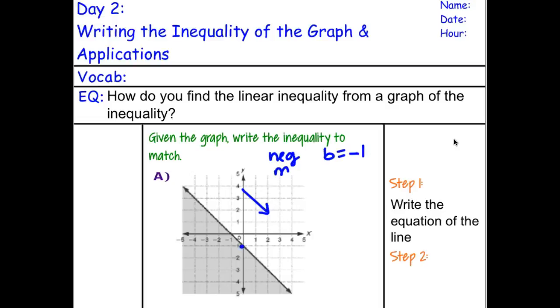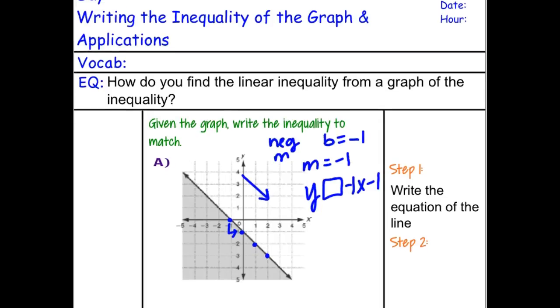And I also see that it crosses here, and here, and here consistently. So I can see that that's down 1, right 1. So therefore my m is going to be -1. So I know that it's going to be y something -1x minus 1. So my next step then.